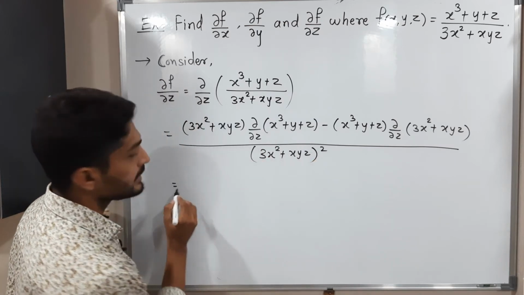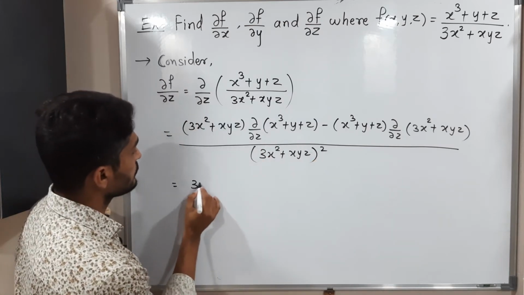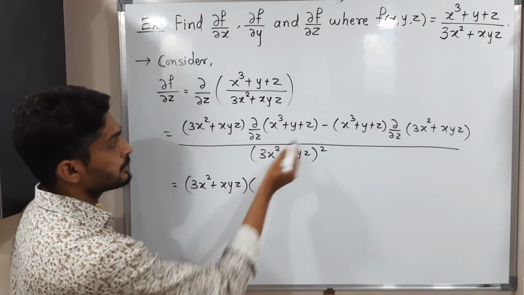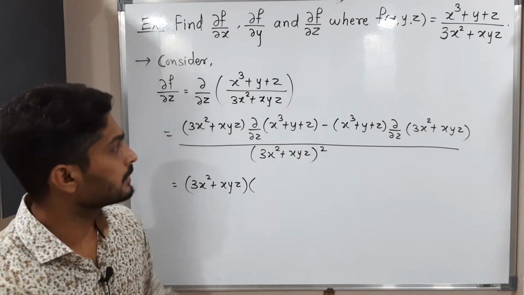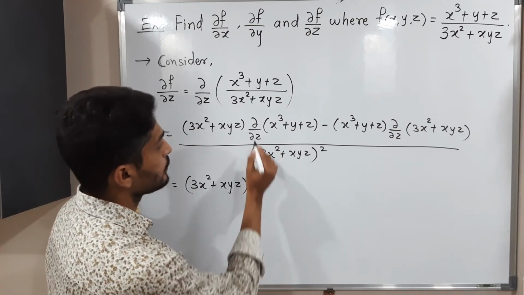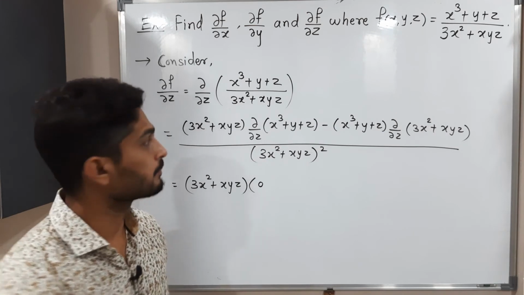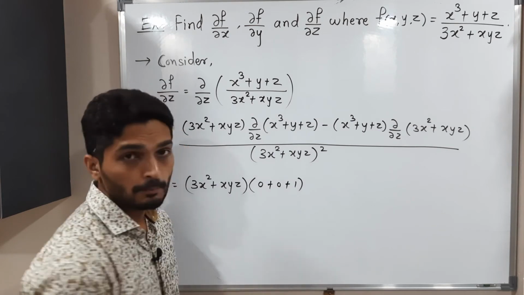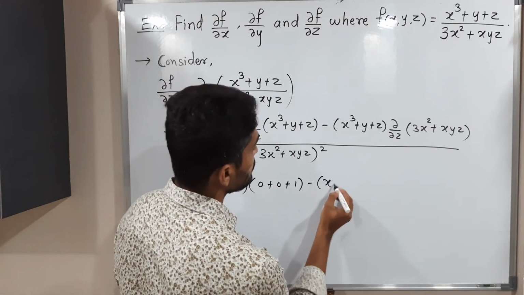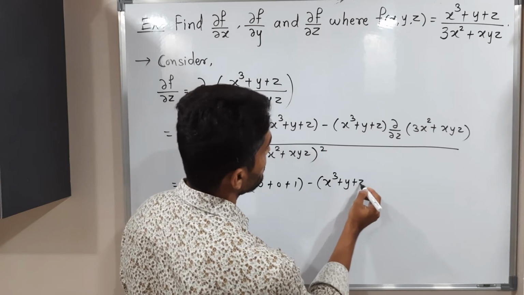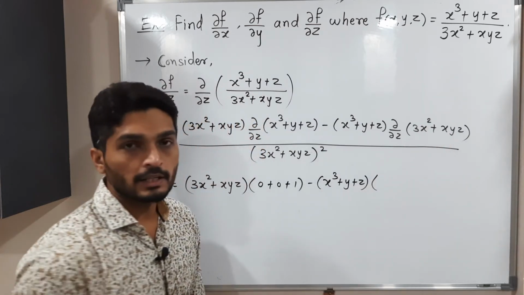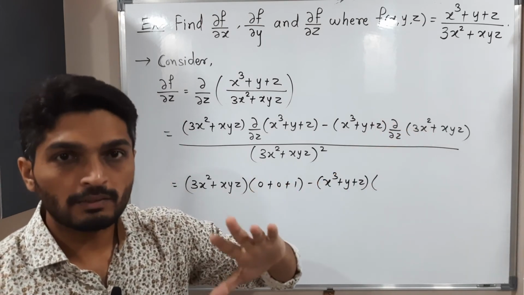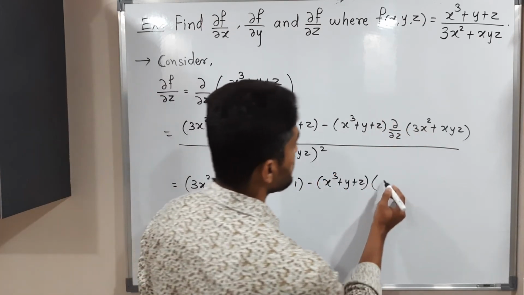Okay, so let us find the derivatives now. So 3x square plus xyz, addition is there, we can take separate derivatives. The derivative of x cube is 0 since we are finding the derivative with respect to z. The derivative of y is 0, the derivative of z is 1. Okay, minus x cube plus y plus z. I am finding its derivative with respect to z. So 3x square is constant, so its derivative will be 0.